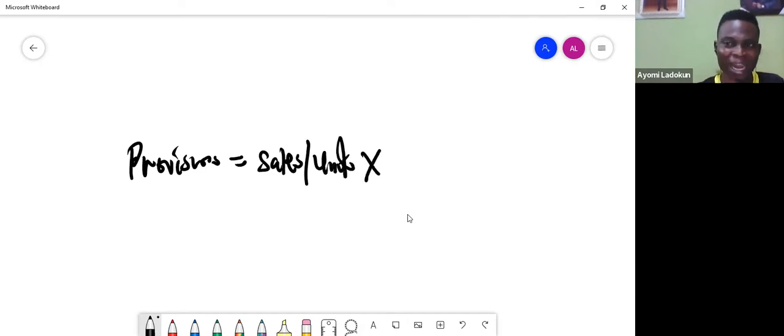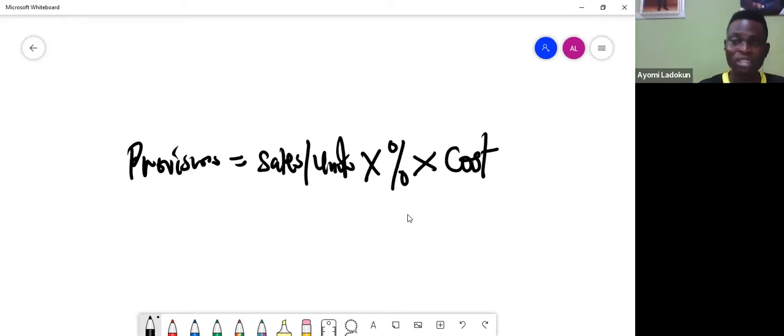You multiply it by the percentage of what you expect that they will return. It's a warranty, okay? So I'm trying to make a provision. The examiner will always give you that figure. So you can say 4% to be returned, you can say 10%, okay? So multiply it by the percentage. So if I have sold 2,000, and I'm expecting 20% to be returned, multiply by that 20%. Then you now multiply by the cost. That means if they return it, how much will I use to repair?